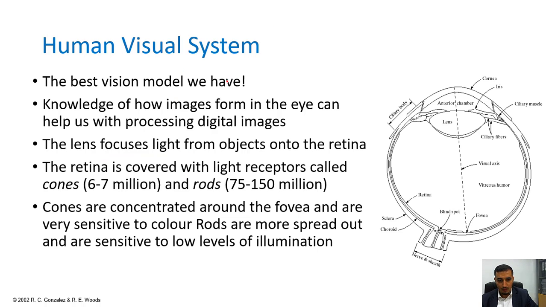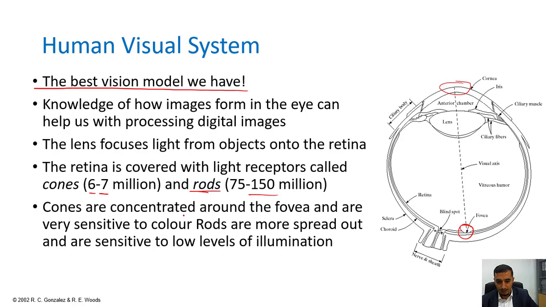First of all, we have the best vision model that you can get, and this is thankfully from God. The light falls from the cornea, then into the lens, and the retina perceives the image. Now we have around 6 to 7 million cones and 75 to 150 million rods, where one is responsible for the color and the other is responsible for the intensity.